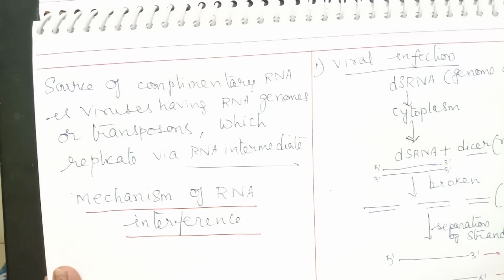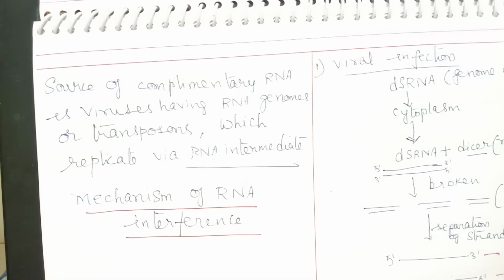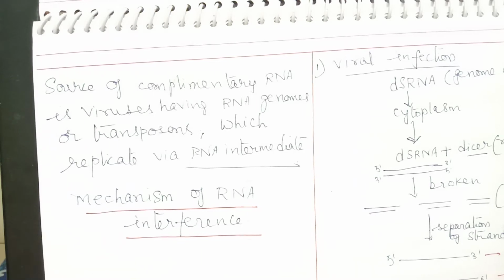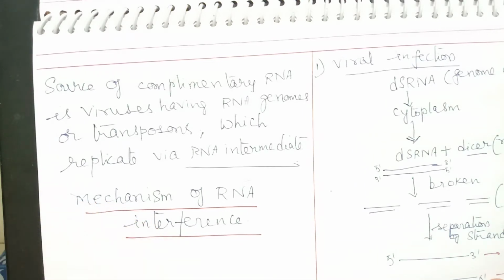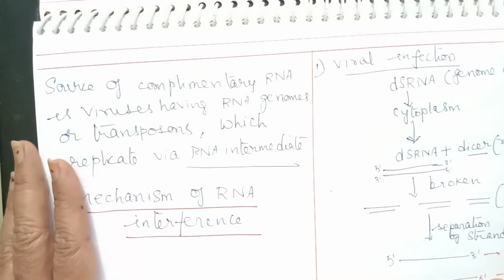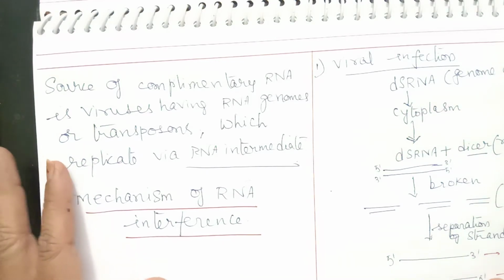So now let us see the mechanism of RNA interference. Here we are going to discuss three methods by which RNA interference can take place. The first is viral infection. Viral infection means the host is infected by some virus. For example, here the host plant is a tobacco plant. Suppose the tobacco plant is infected by any other virus, then this viral infection can act as a cellular defense mechanism where RNA interference can function.